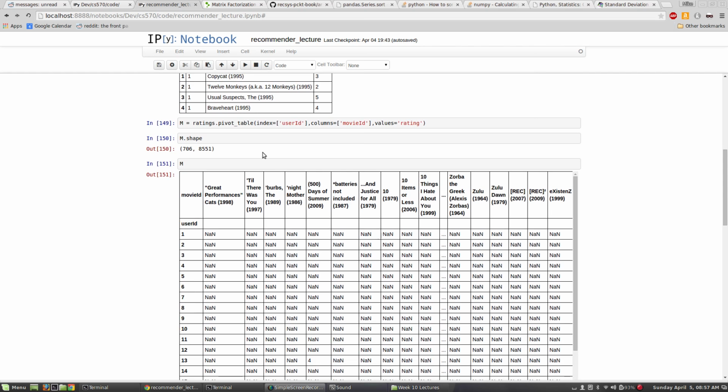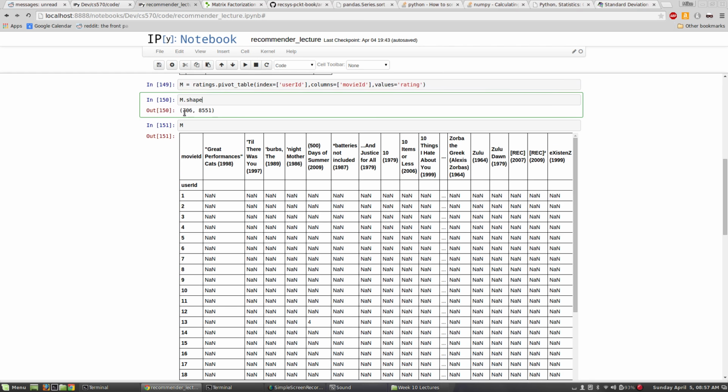Okay, so that's great, but what I want to really get to is a matrix of users by movies, and so I'm going to use this pivot table command in Pandas. This is very powerful to do that. I'm going to run that. And then what you'll see is I have a 706 users by 8,551 movie matrix, and you can see some of that here.